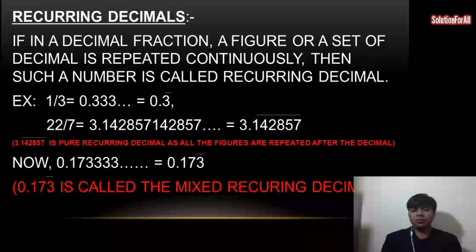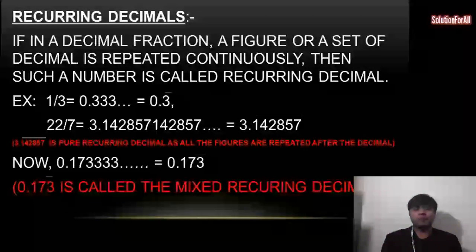Now the next topic is recurring decimal. If in a decimal fraction a figure or a set of digits is repeated continuously, then such a number is called a recurring decimal. Suppose I'm finding the decimal value of a fraction and I'm getting a continuous repetition of a number. That means it is a recurring decimal. I'll put a bar above that. I'll not repeat it so many times; I'll write it just one time, and I'll simply put a bar over it.